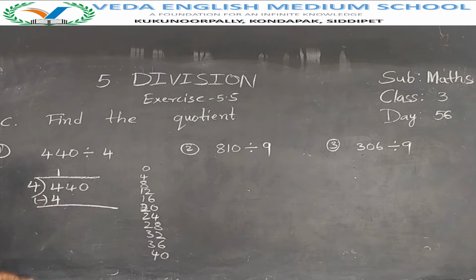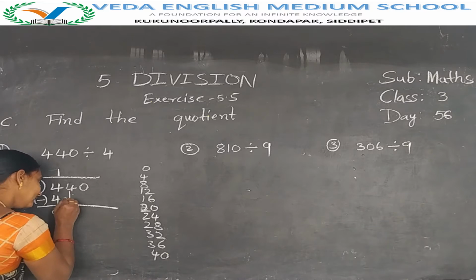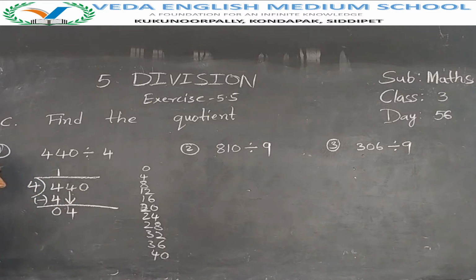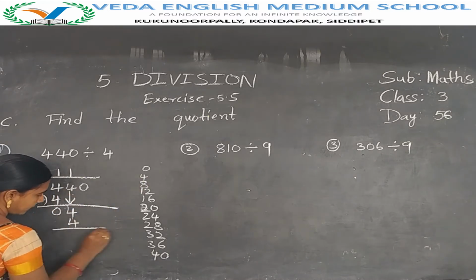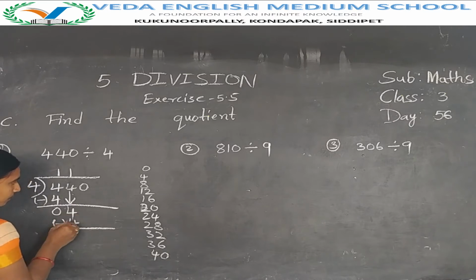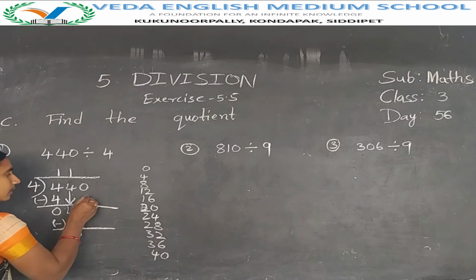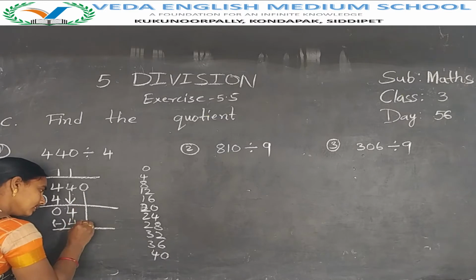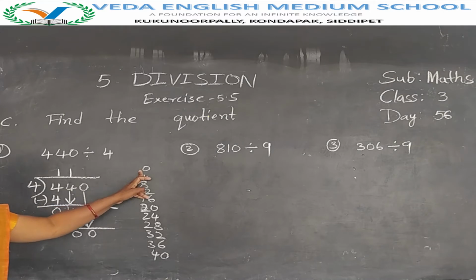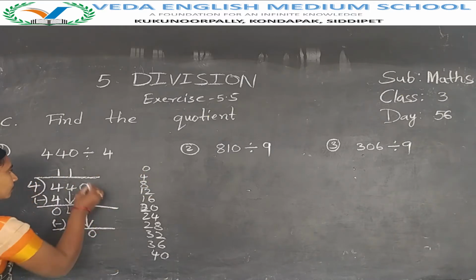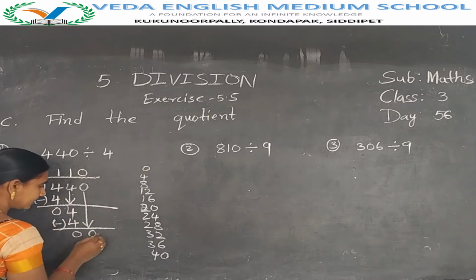4 minus 4 is the 0. Next one, say the second digit, bring down, that is the 4. Here also 4. So 1 time 4 is the 4. So 4 ones are 4. Here also subtraction, 4 minus 4 is the 0. The third digit is the 0, that is brought down 0. 4 zeros are, how many times? 0 times 4 is the 0. So here 4 zeros are 0.